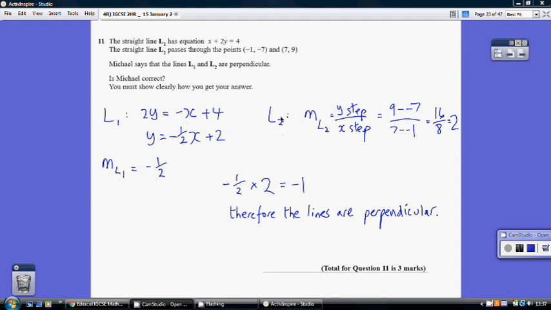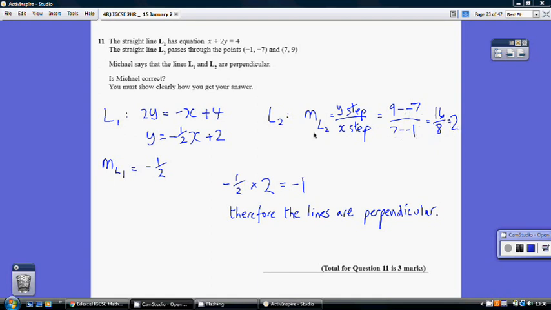Now with regard to line L2, I don't have a formula, but I've got 2 points on the line, so I can work out the gradient by doing the y step divided by the x step. So take the difference in the y coordinates divided by the difference in the x coordinates. So 9 minus minus 7 is my numerator, and 7 minus minus 1 is my denominator. 9 minus minus 7 is 9 add 7, which is 16, and 7 minus minus 1 is 7 add 1, which is 8. 16 divided by 8 is 2.